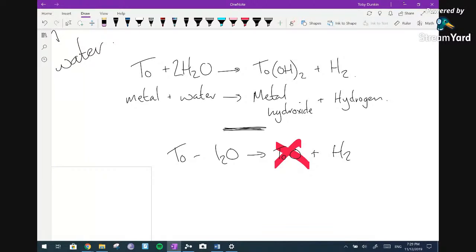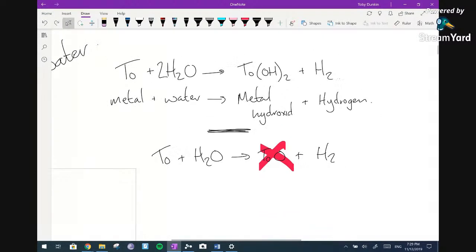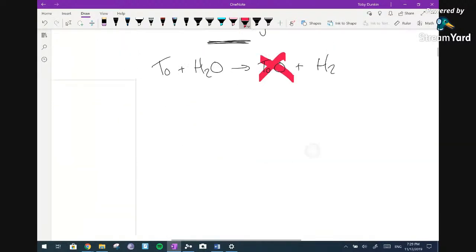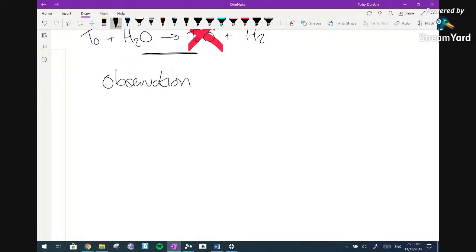Now, this reaction, I shouldn't really delete that. I don't see why there's any point in me doing that. This reaction is far more useful. The reason why it's far more useful is the observation of hydrogen. Because if I was to put a selection of metals into water, the observation is going to be bubbles. The metal will slowly disappear.